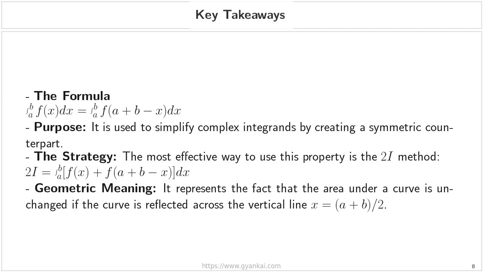So, to reiterate, remember the formula, understand the purpose of simplification, master the 2I method, and keep the geometric interpretation in mind. This will give you a solid foundation for tackling more challenging definite integrals. Are there any parts of this slide you'd like me to explain in more detail?